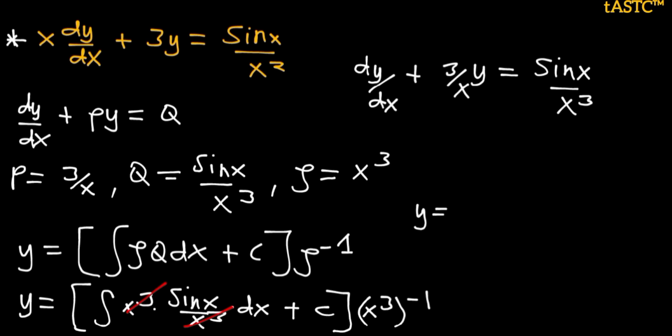Now, integral sine x should give us a negative cos. So I need to write it here. This is going to be negative cos. You would have a negative cos x. And of course, there should be a c.